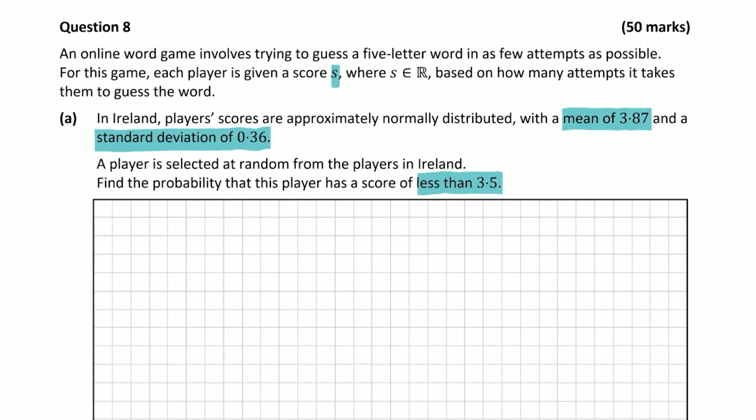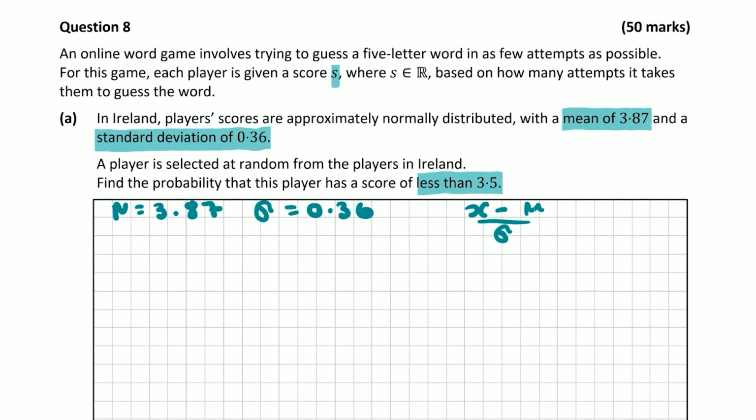So to do this, what we need to do is find a z-score for 3.5, okay? And then find the probability using this z-score that a randomly selected player has a score of less than 3.5. So first of all, let's write down what we know. We know that the mean is 3.87. We know that the standard deviation is 0.36. So to find a z-score, we're going to use the following formula, and that is x minus the mean over the standard deviation.